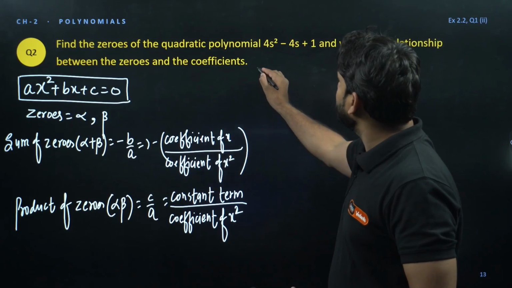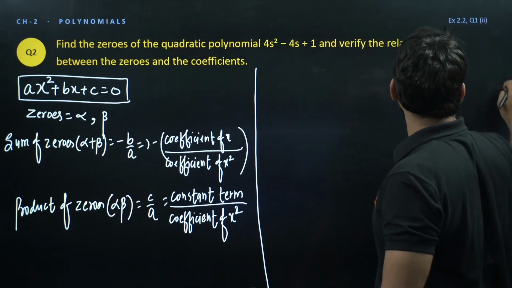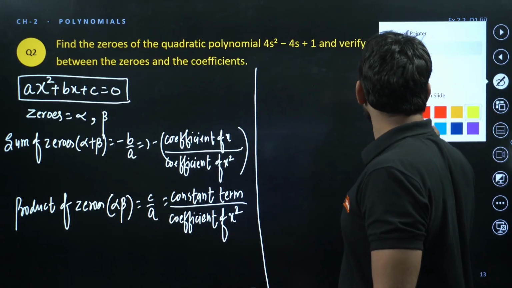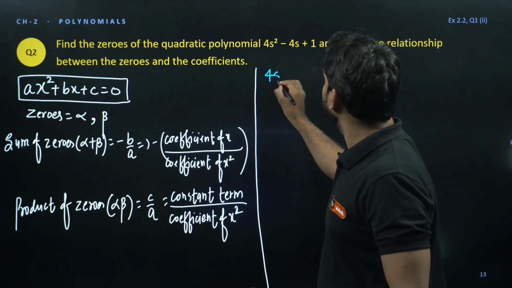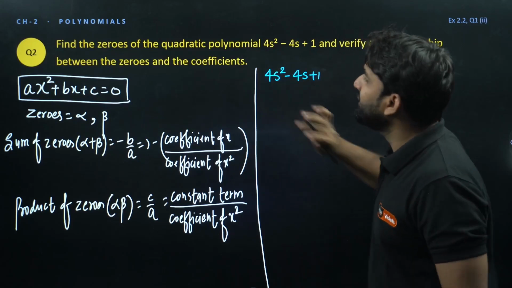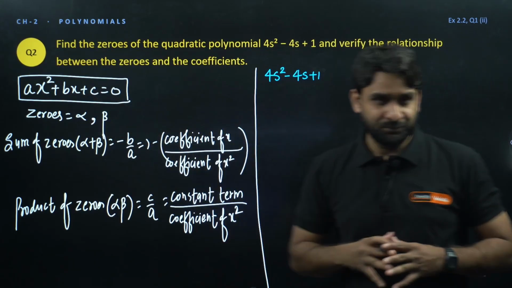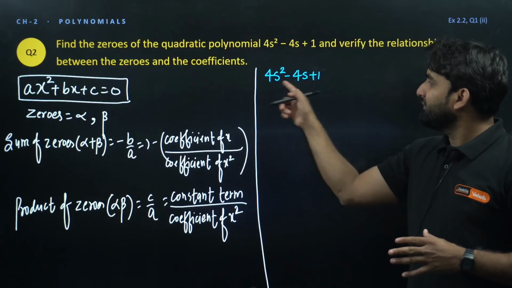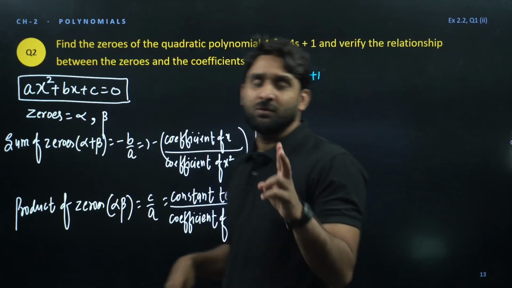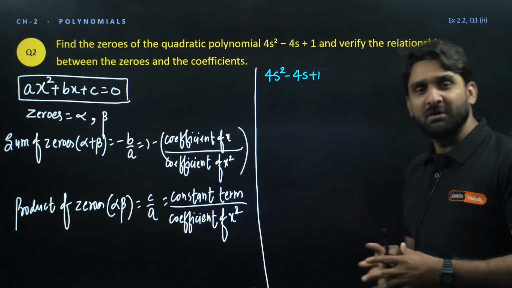Now let's do the question. We have 4s square minus 4s plus 1. The question is to find the zeros. So first we have to find alpha and beta. My dear champion, if this is a quadratic polynomial, we can apply two methods: the quadratic formula and the middle term splitting method. But I will prefer the middle term splitting method.